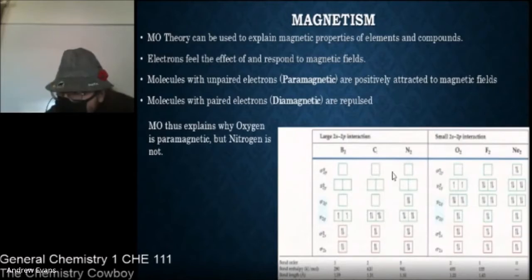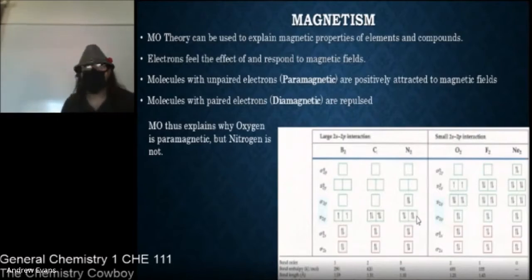Now nitrogen. N2 we do see. Each nitrogen has 5, so a total of 10. So we put them in. Sigma, sigma star, those cancel out. Pi, pi, sigma, and 0 electrons in the anti-bonding orbitals. So what does that mean bond order wise? 1, 2, 3 bonds: 1 sigma and 2 pi.